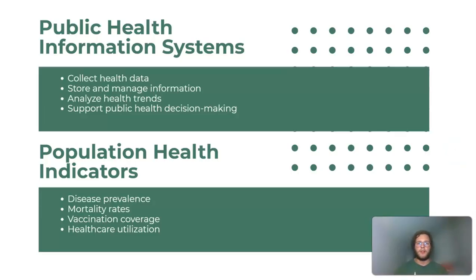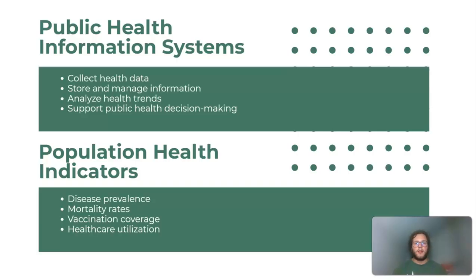Public health information systems are what allows healthcare evaluation to happen. Public health information systems collect health data, store and manage information, analyze health trends, and support public health decision-making. Without these systems, there is no way to gather and store the data that we are collecting, and there's no way to assess it for trends, and then to use that data in order to improve our outcomes and our policies.